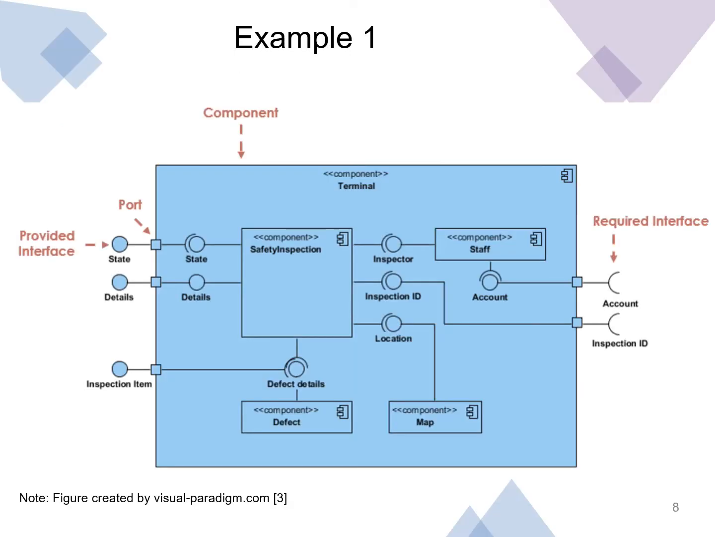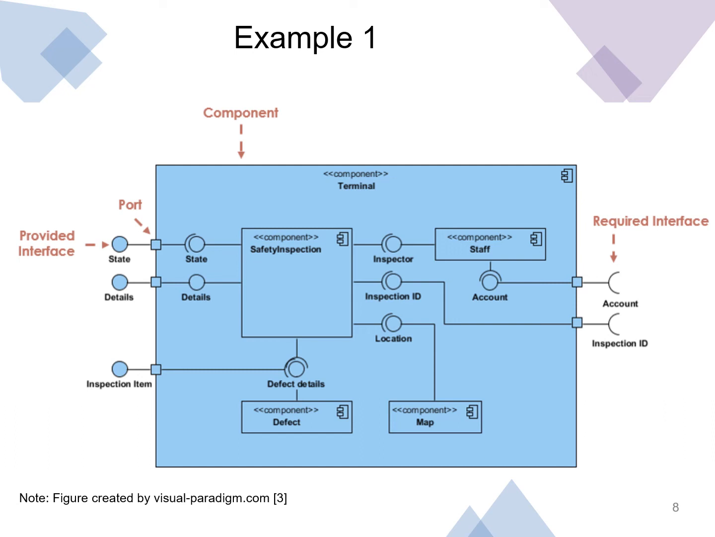This figure is an example of a safety inspection terminal system, shown as a component diagram, where on the right-hand side, there is a required interface. Required interface means the input required by the system to perform its operations. For example, in this case, account and inspection ID are required.